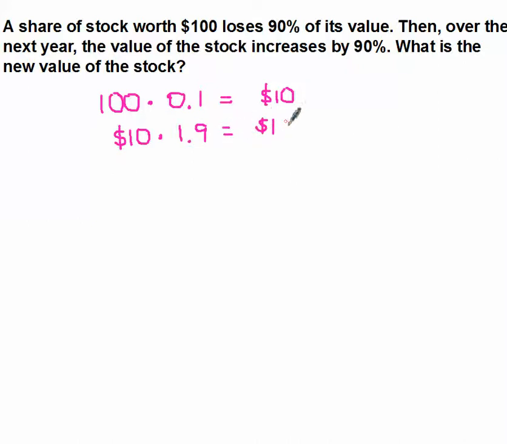we will end up with $19. Well, that's a little disappointing because at first when you thought it lost 90% and then was going to come back 90%, you thought, well, maybe you'll get your $100 back. But in fact, you're still down $81 and the value of your stock is still only $19.